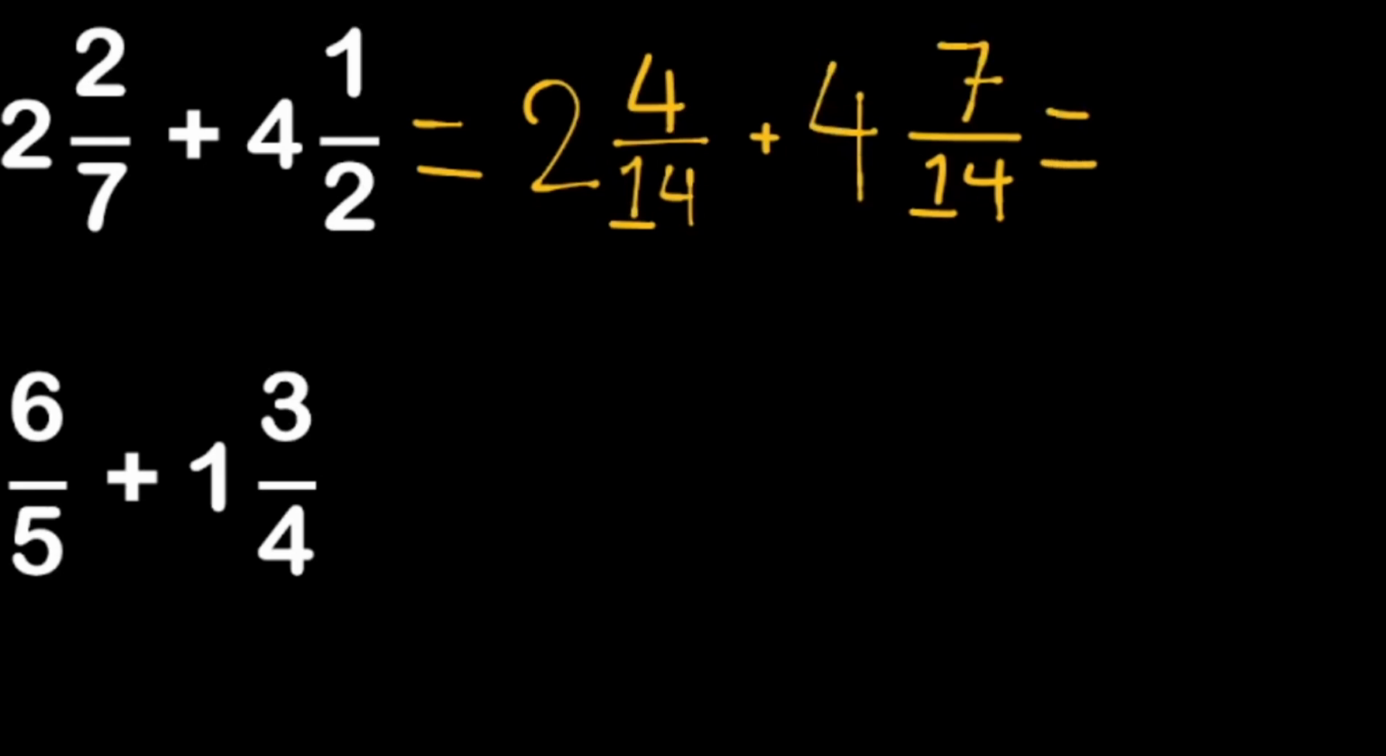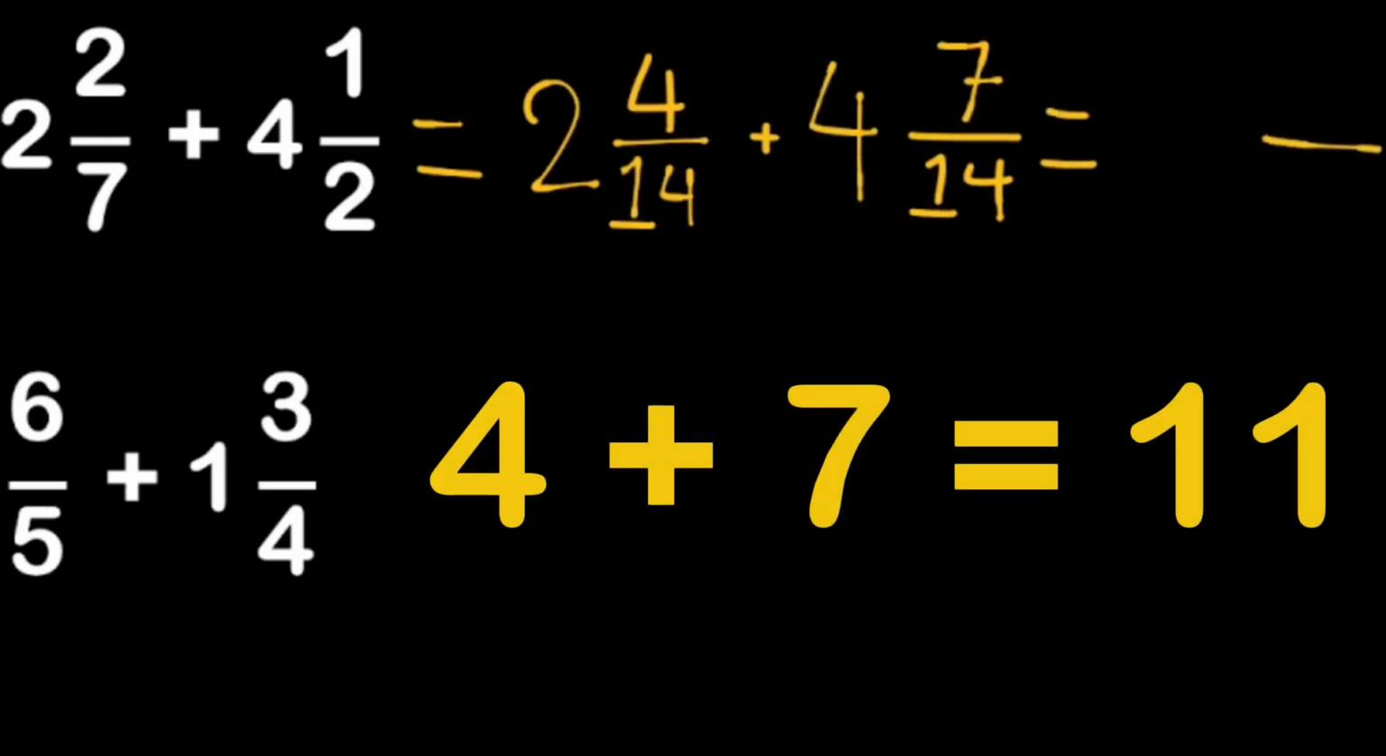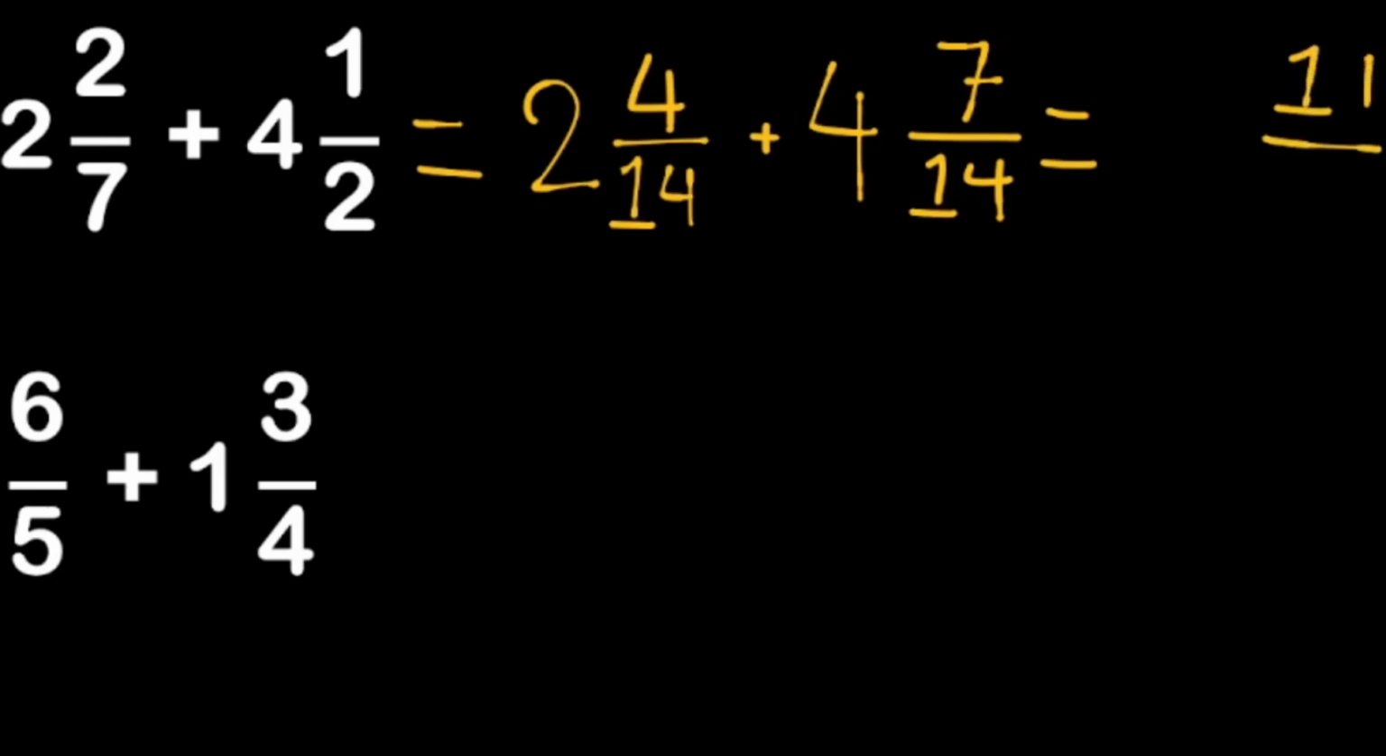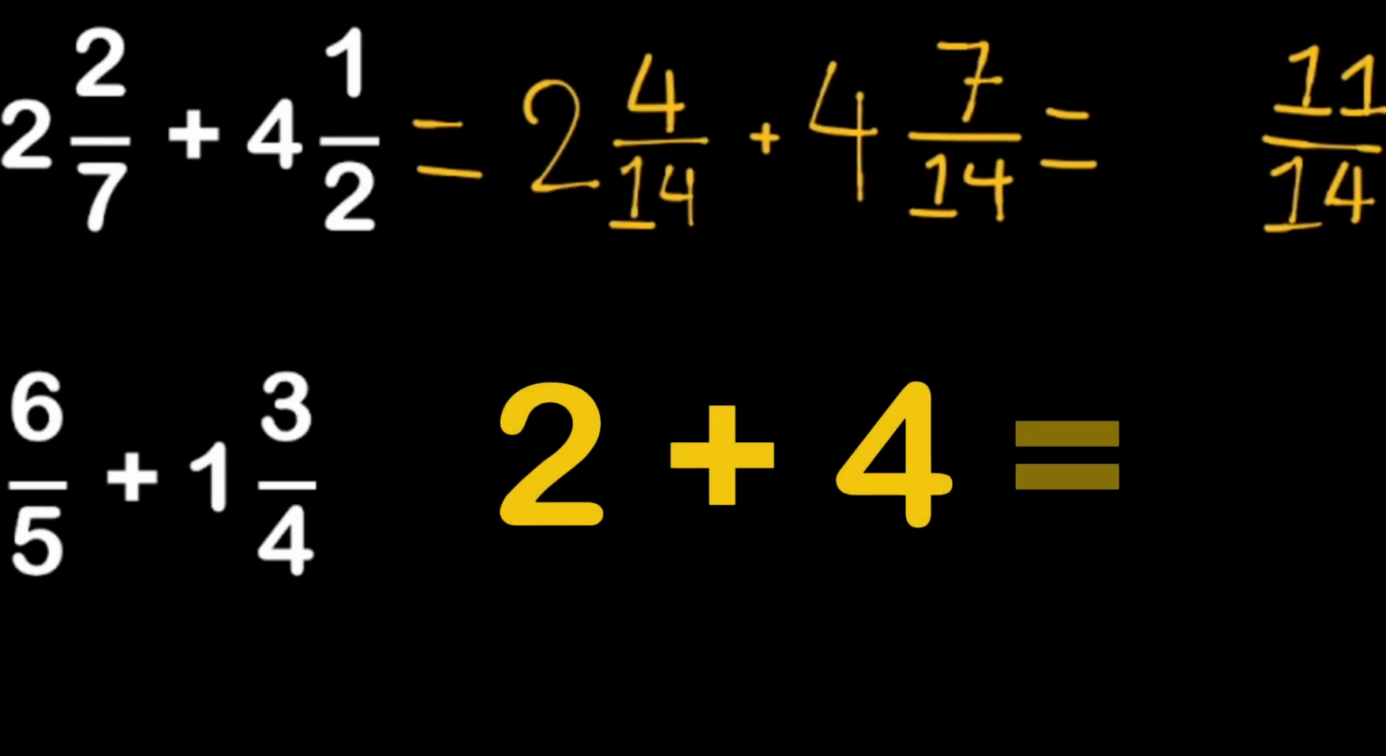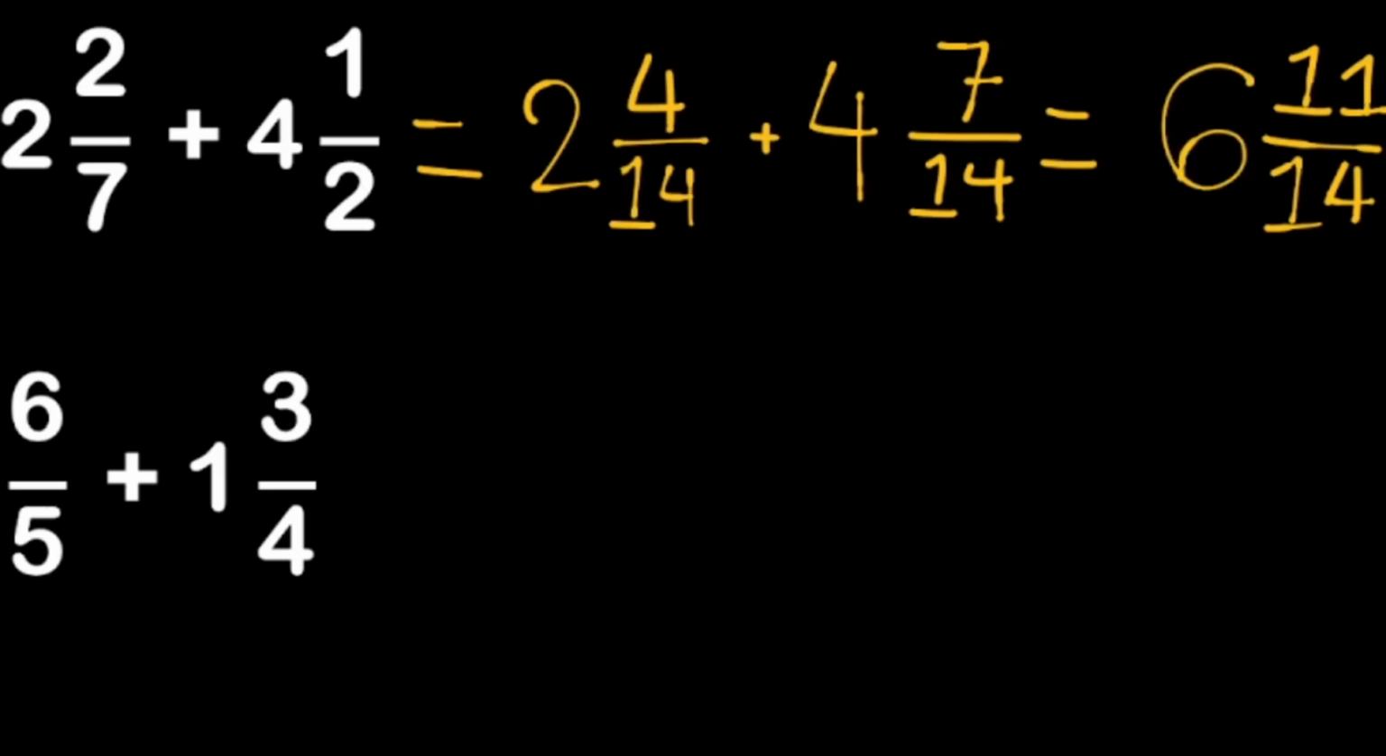Add the fractions first. 4 plus 7 is 11. Keep the original denominator, and then add the whole numbers. 2 plus 4 equals 6. That's the final answer to the first one.